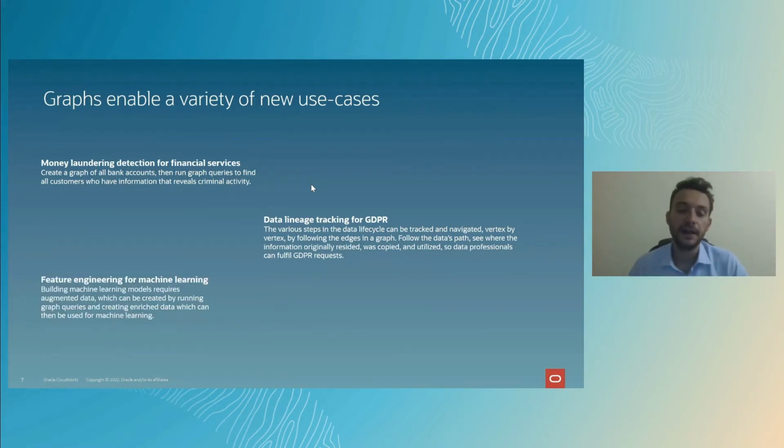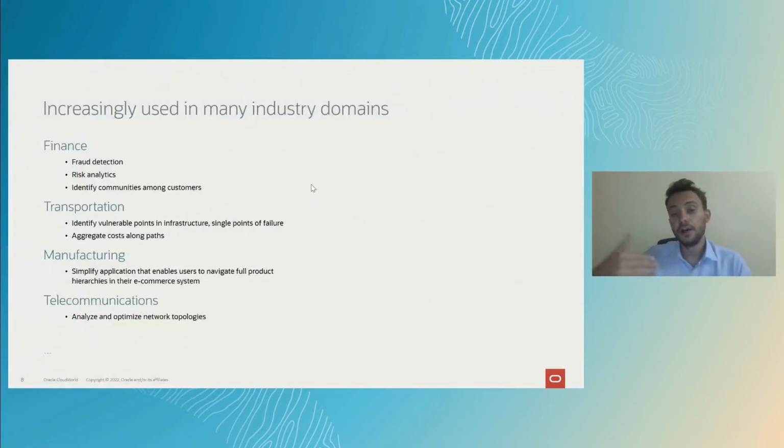In addition to this, as I said in the beginning, graph can help you extract useful information from your data, enrich it, and then build features that can enrich machine learning or AI algorithms. And at Oracle, we have seen an increasing usage of graphs across multiple domains. We have clients across all the domains you see here: finance, transportation, manufacturing, telecommunication, and many others.